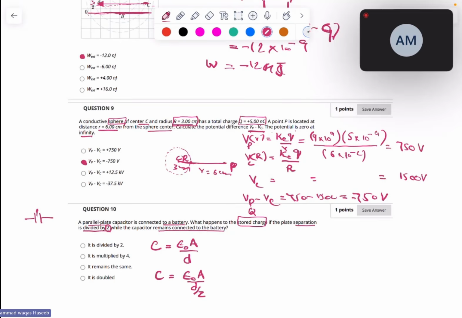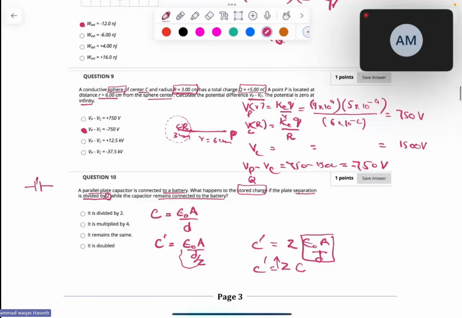So this will go up. So this is C prime. C prime will be 2 times epsilon naught A over D, and this is your C. So C prime is 2 times C, which means its capacitance increases because they are inversely proportional.